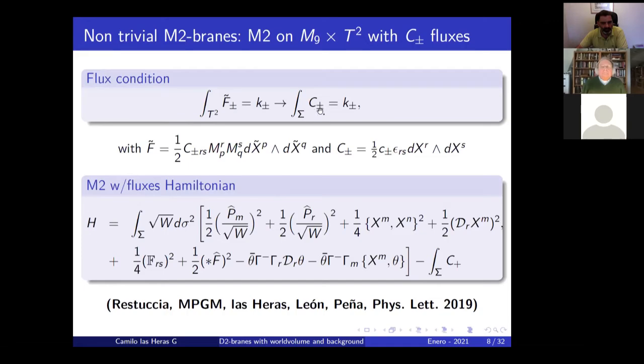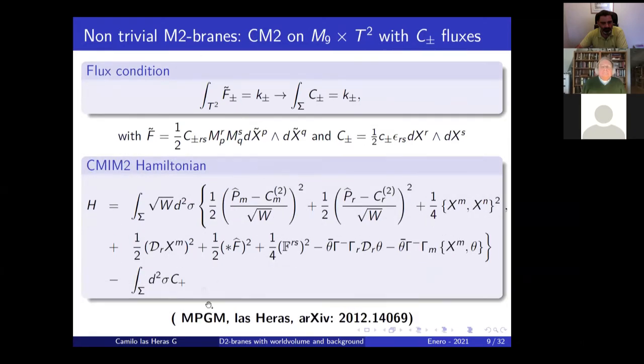In the case that we have flux C minus, this theory is exactly equivalent to M2 brane with central charge. In the case that we have flux related to the component C plus, this theory is equivalent to M2 brane with central charge, with a shift in the spectrum. So this theory is another non-trivial sector with discrete spectrum.